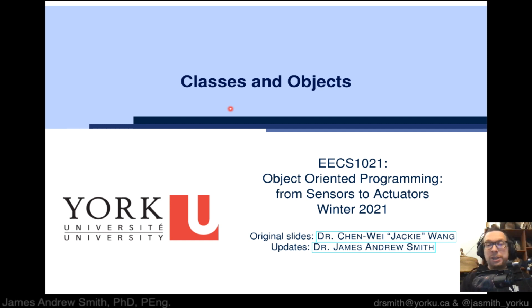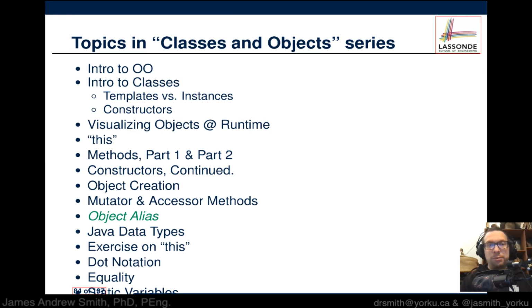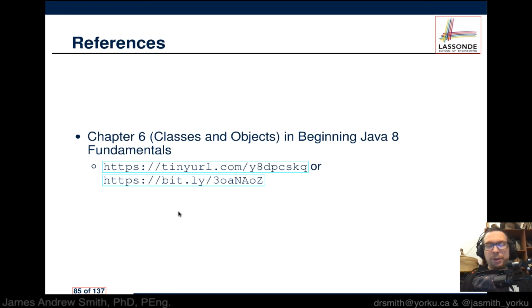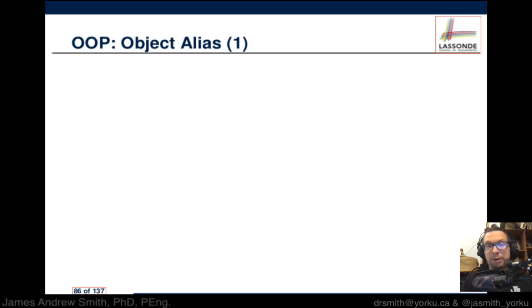All right, hi everyone. So we're going to be continuing our discussion about classes and objects, and now we're going to be talking about object aliases. Again, there's a reference to Chapter 6 in the Beginning Java 8 Fundamentals book right there. You can get it from the York U Library. All right, so what's object aliasing?